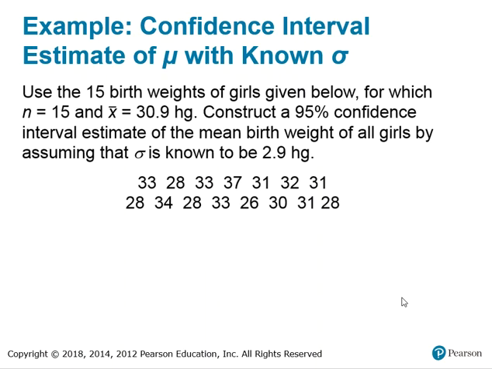Now this one, we haven't done an example of a confidence interval yet, so let's go ahead and do that next. We have all the data, so we want to go ahead and figure this out. We have 15 births, we have a mean of 30.9. We want to do a 95% confidence interval estimating those, assuming that we know that the standard deviation is 2.9. So the first thing we should always do is check to make sure that we have our requirements met. So is this a simple random sample? We didn't take the data, so we're not sure, so we're going to go with assuming that we are.